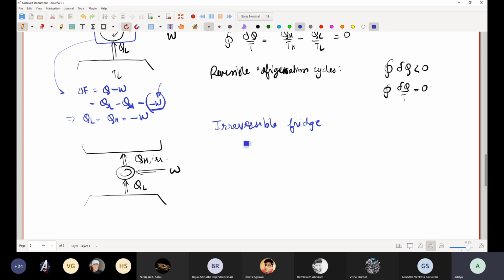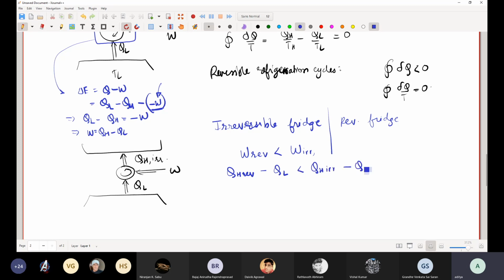When the fridge is most efficient, what should you expect? The work input for a reversible fridge should be higher or lower? Lower. The work for a reversible fridge should be lower than the work for an irreversible fridge. So what does that imply? If I write down the expression for W, it will be W equal to QH minus QL. So I can write QH reversible minus QL is less than QH irreversible minus QL.